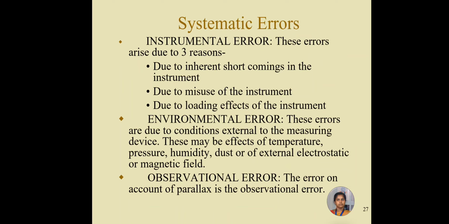Next is systematic error. First, instrumental error. These errors arise due to three reasons: inherent shortcomings in the instrument, misuse of the instrument, and loading effect of the instrument. Environmental errors are due to conditions external to the measuring device. They may be pressure, humidity, temperature, or external electrostatic or magnetic field. The observational error is the error on account of parallax error.